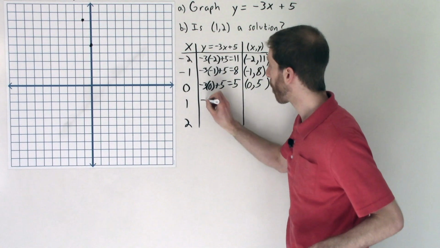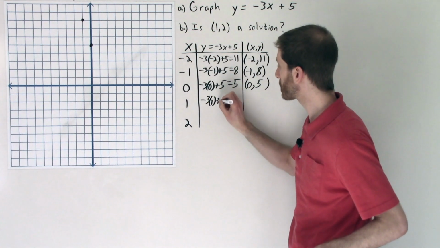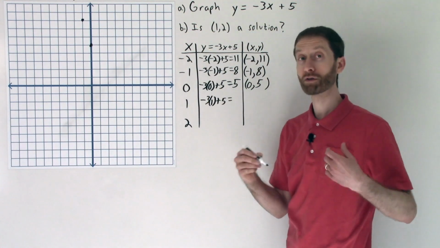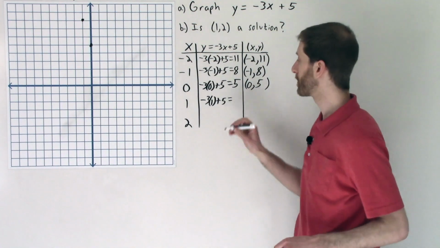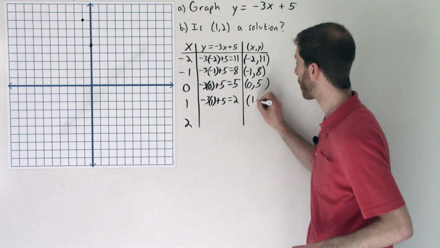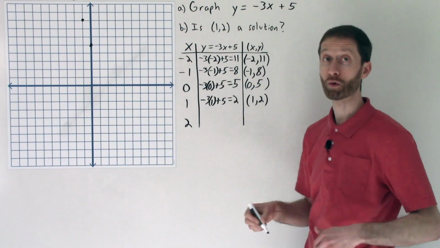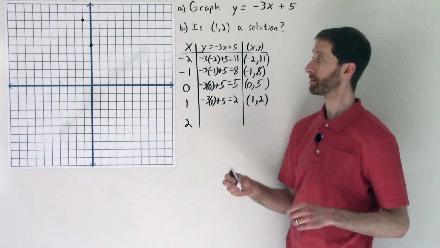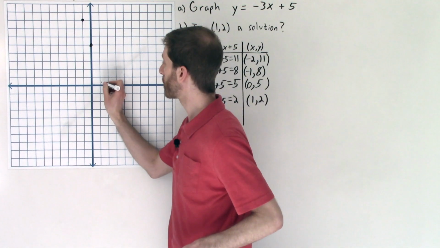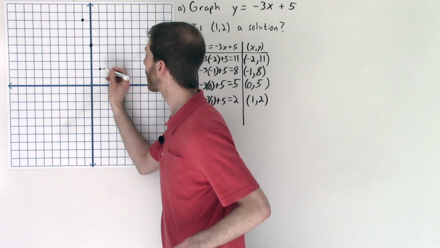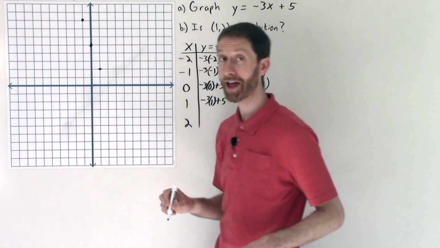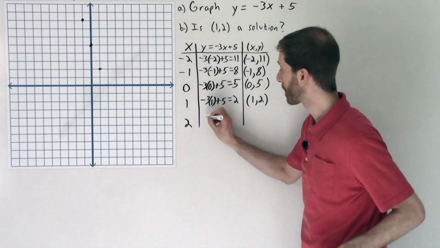Okay, we plug in 1. -3 times 1 plus 5. -3 times 1 is -3, plus 5 is 2. You get the point 1, 2. Beautiful. We'll move to the right 1 and then up 2. So from the origin, we go right 1 and then up 1, 2. Getting another line. We expected that. It's a linear equation. I'm going to plug in 2.